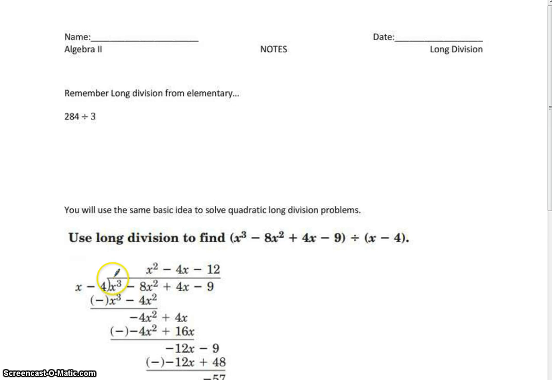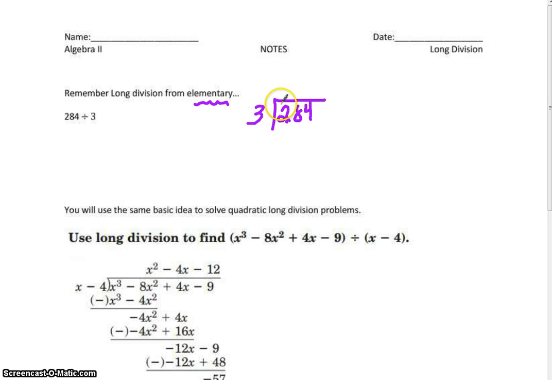Okay, this is Algebra 2, and this is polynomial long division. We're going to start out our notes here by taking a trip back in time, all the way back to elementary, where you learned long division. So if you had something like 284 divided by 3, you would do 284 divided by 3.